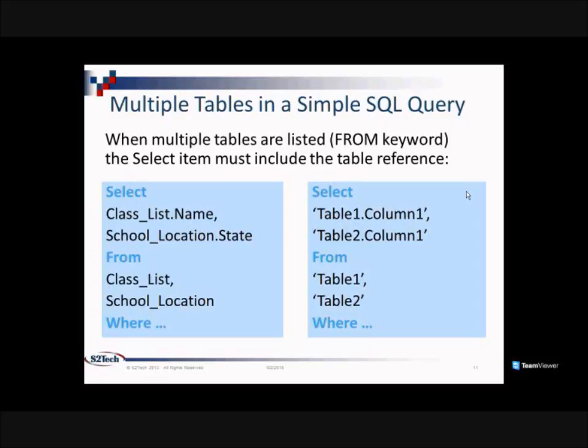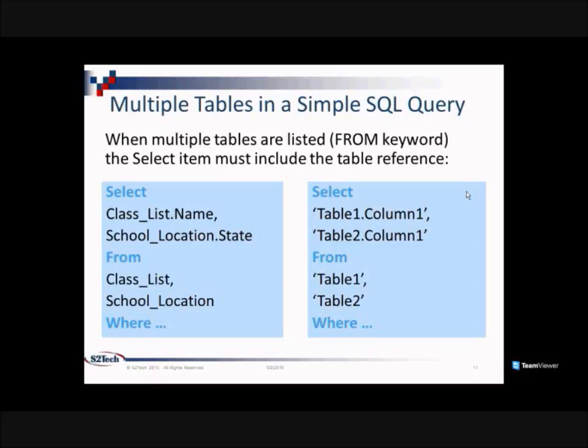In my select statement, because SQL won't know where the column name or where the column heading name is located, I would want to include that table name separated by a period from the column name. So we see it represented here as class_list, which is my table name, dot name, which is my column heading. And likewise, the second item in my select statement, we see the table name school_location dot and then state as the column heading.